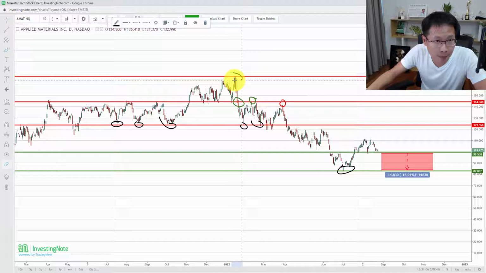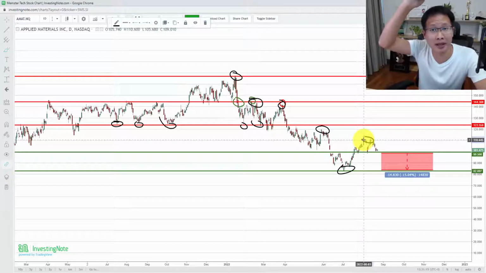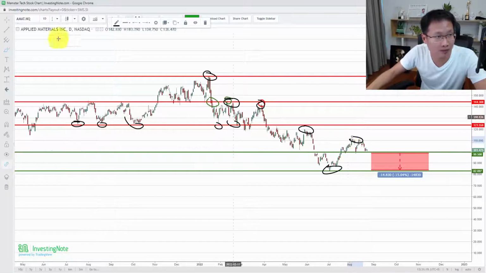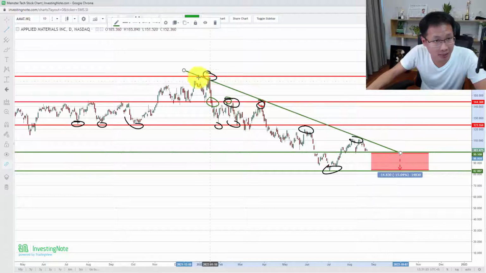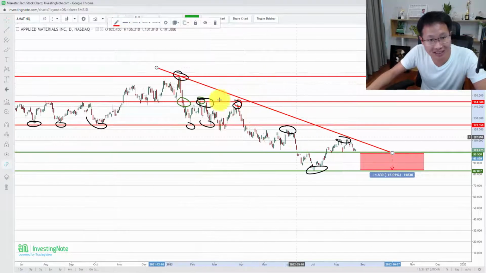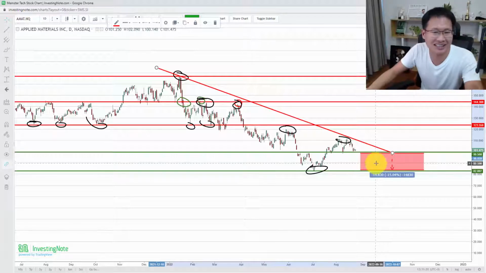That means this was the high, the high, the high, and the high. You can see that as we move over the past 8 to 10 months, we've been forming lower highs. That means the highs get lower and lower. In fact, we can also draw a downward sloping resistance level. It's a channel resistance level whereby it connects the highs, forming lower highs. So it's pretty much the downtrend.